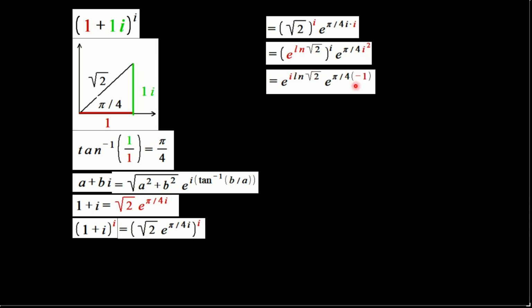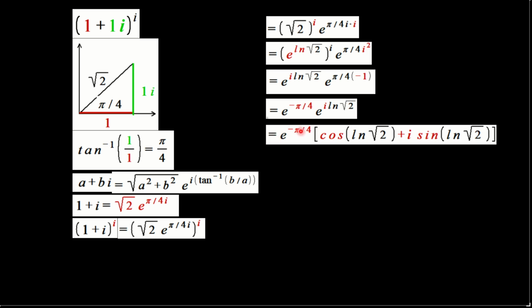And then i squared becomes negative 1 by its definition, essentially. So we have e to the negative pi over 4. I put that first now, followed by e to the i ln of the root of 2. Now look very carefully at the last stage of the process. You keep your e to the negative pi over 4.